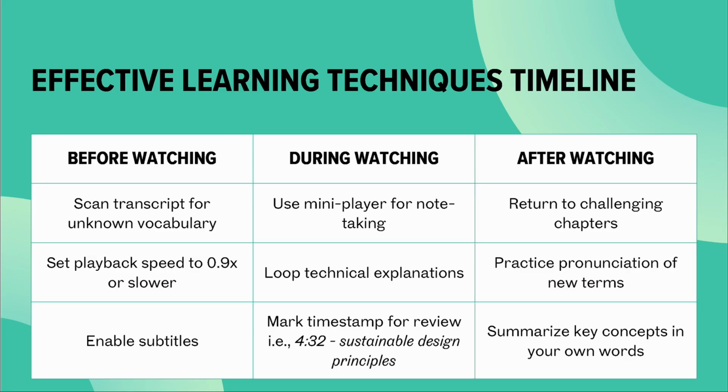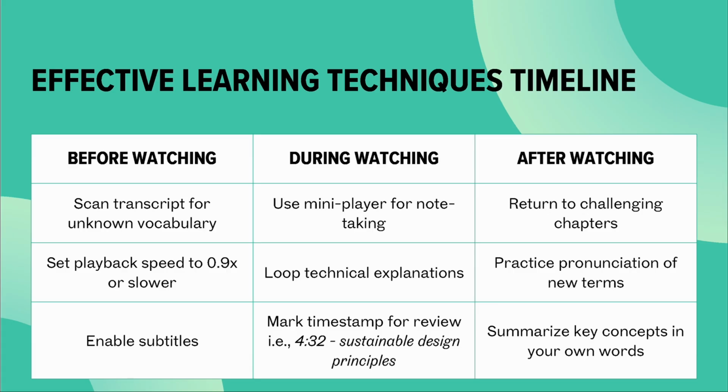During watching, shrink the video into the mini player so you can open your note-taking app. When the architect explains a complex concept, use the J key to loop it. Make sure to mark down timestamps in your notes, for example, 4:32, Sustainable Design Principles. After watching, don't just close the tab, return to the chapters that were challenging. Practice the pronunciation of the new terms you found. Finally, try to summarize the key concepts of the video in your own words, writing just 1 or 2 paragraphs in English.